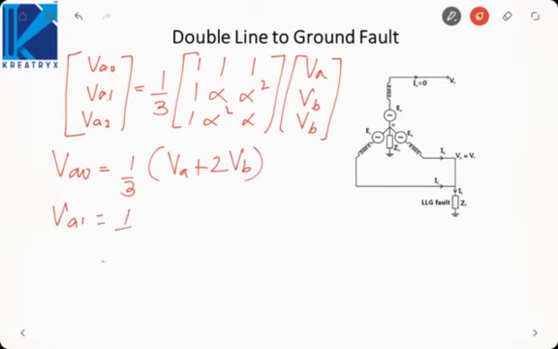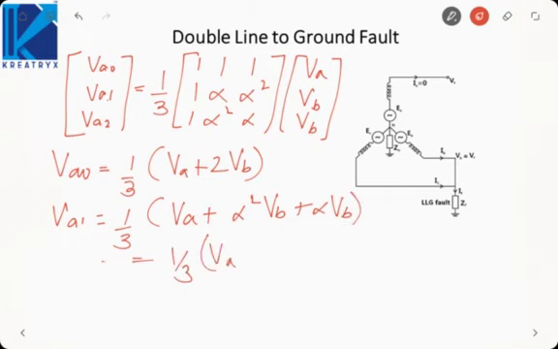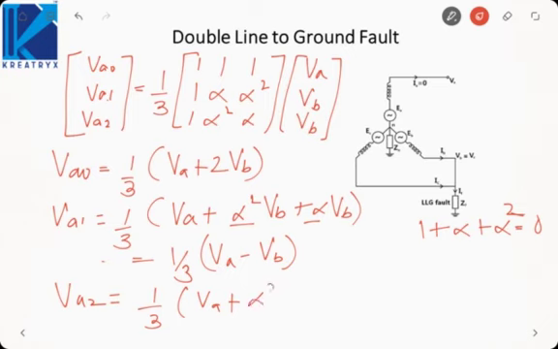VA1 will be equal to 1 by 3 (VA plus alpha square VB plus alpha VB), or it can be written as 1 by 3 (VA minus VB). How come VA minus VB? Because alpha plus alpha square is minus 1, because of this property. VA2 will be 1 by 3 (VA plus alpha square VB plus alpha VB), which is equal to 1 by 3 (VA minus VB). Now from here, if you see, the positive and negative sequence voltages are equal.